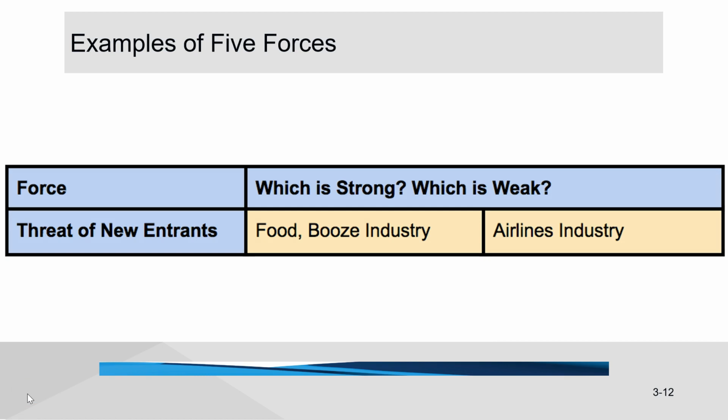We mentioned this one, but the threat of new entrants. When is that force strong and when is it weak? In the food and booze industry or the airlines industry? Well, the threat of new entrants is strong in the food and booze industry because there are low barriers to entry. In other words, it doesn't take a lot to get a food and booze establishment up and running. In terms of the airlines industry, very high barriers to entry, so a low threat of new entrants.